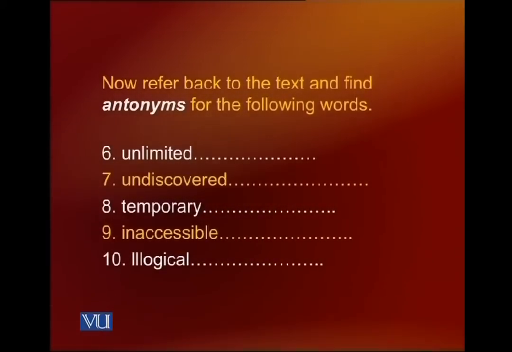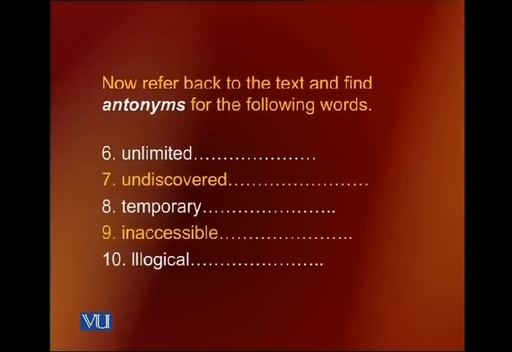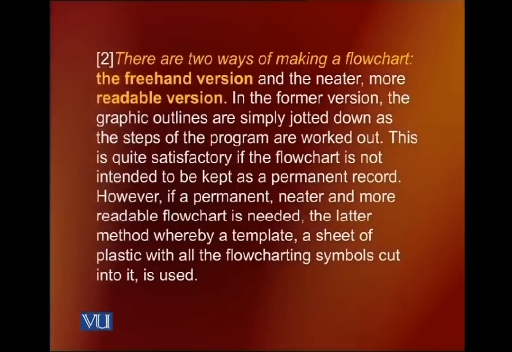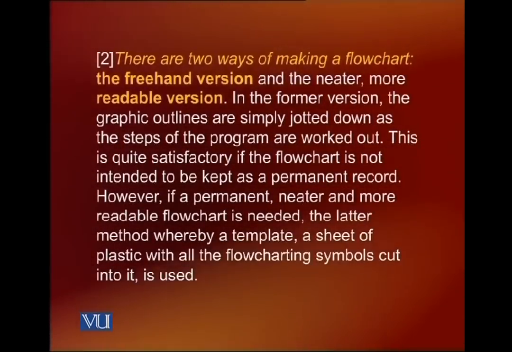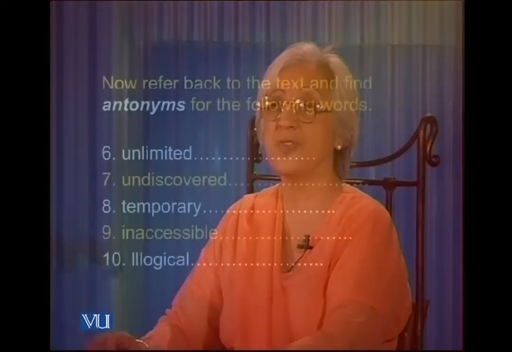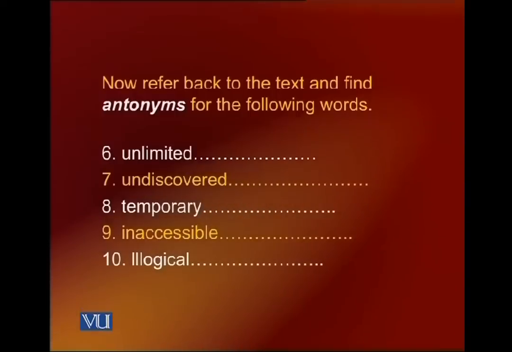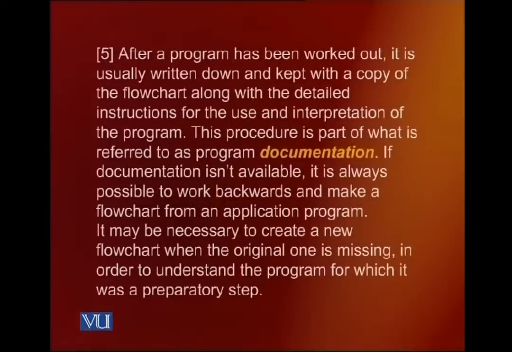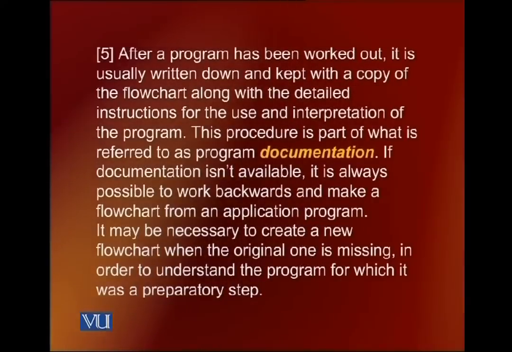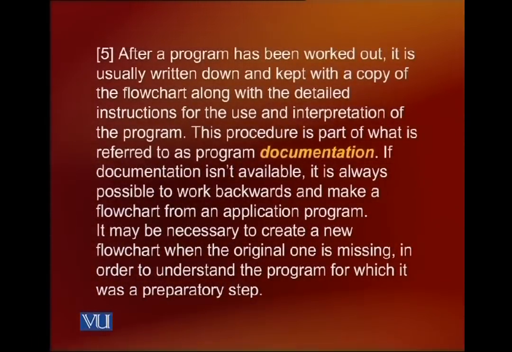In paragraph 2, look for a word which is the opposite of the word temporary. You have it there in your text, in paragraph 2. And the word is permanent. Permanent is the opposite of temporary. Detected is the opposite of undiscovered. Particular is the opposite of unlimited. Move on to paragraph 5 and look for a word which is the opposite in meaning to inaccessible. Inaccessible, something that you cannot reach. You have a word in paragraph 5 which is the opposite of inaccessible, and the word is available.